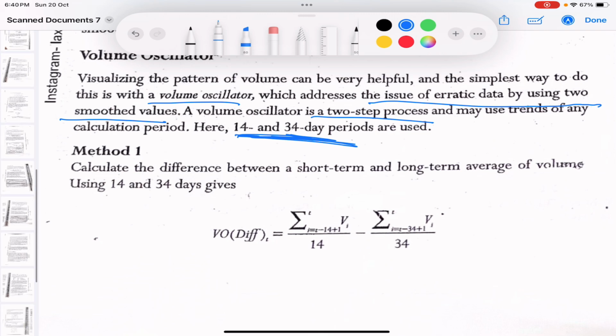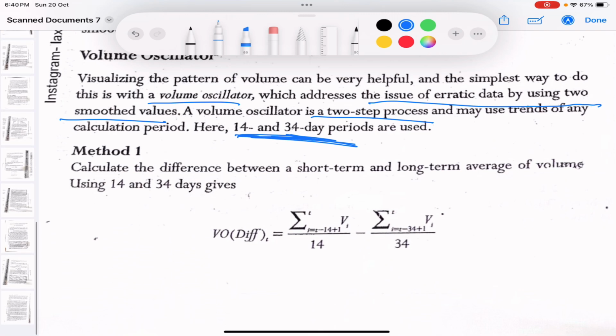So what is the first method? Calculate the difference between a short-term and a long-term average of volume using 14 and 34. So how do you calculate the difference? We have summation. Just a second, let me zoom in.